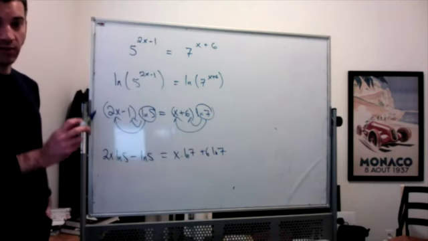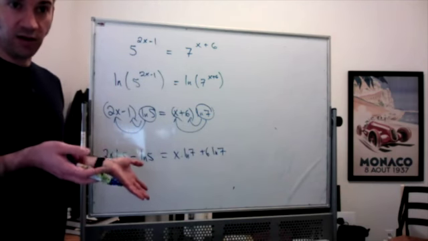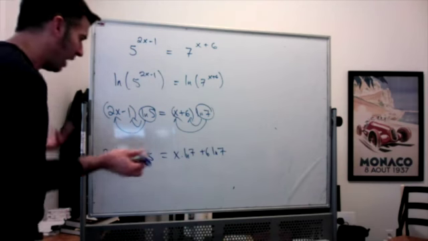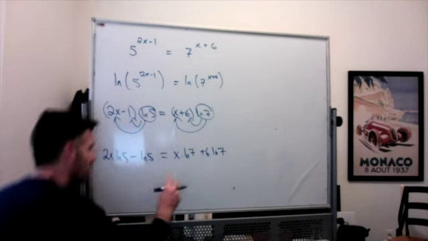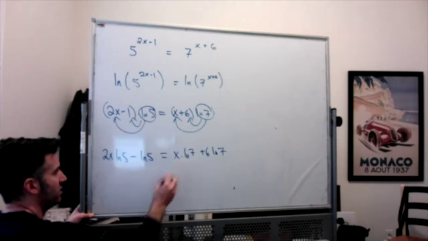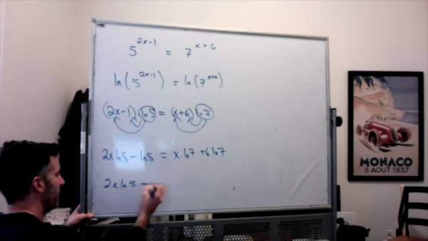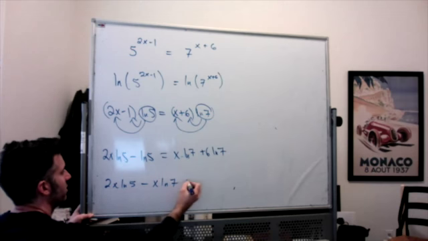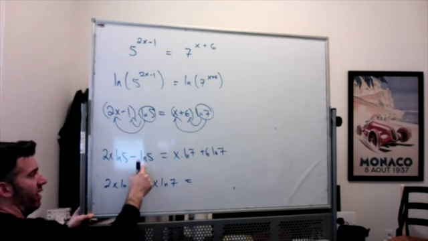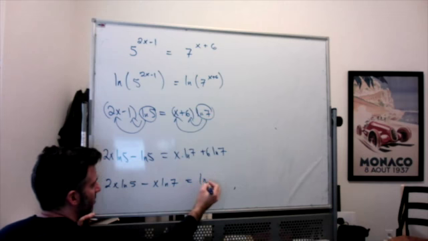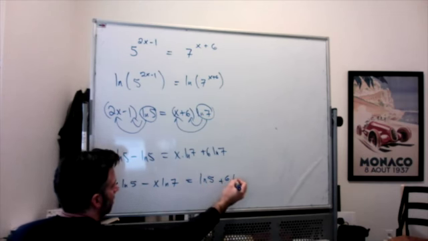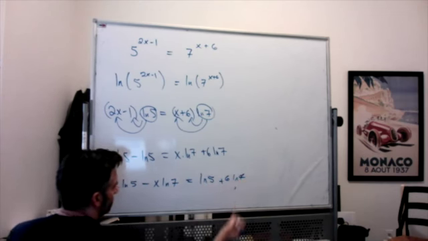This is where, again, we're going to bring all the x's to one side and all the non-x's to the other side. I'm going to bring my x terms to the left. So I'm going to subtract this from both sides. So it will go away over here. It will be 2x natural log of 5 minus x natural log of 7. I'm going to add natural log of 5 to this side. So you have plus natural log of 5 plus 6 natural log of 7.